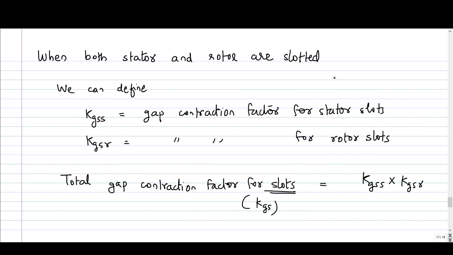Now in some machines, both stator and rotor will be slotted. In that case, the gap contraction factor for slots has two components: the gap contraction factor for stator slots, that is kgss, and for rotor slots, that is kgsr. So the product of kgss and kgsr will give you the gap contraction factor for slots if both stator and rotor are slotted.